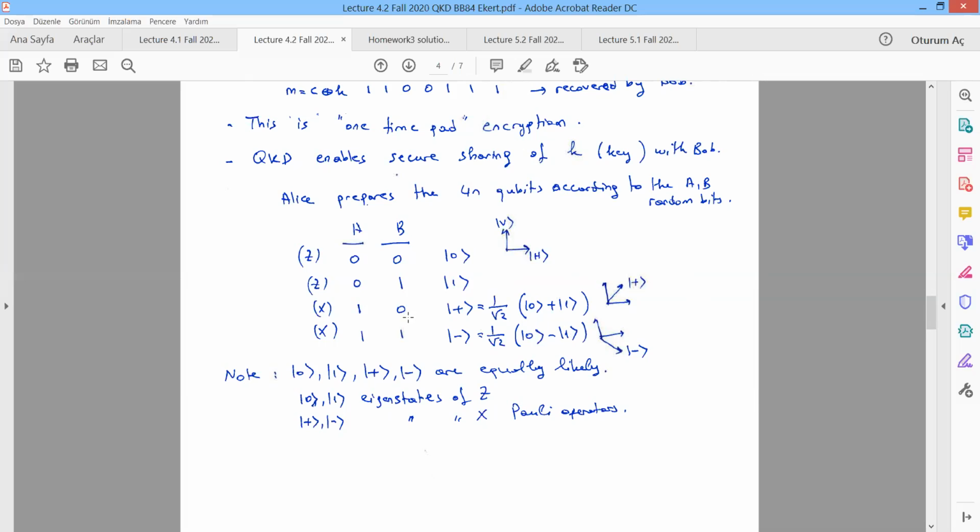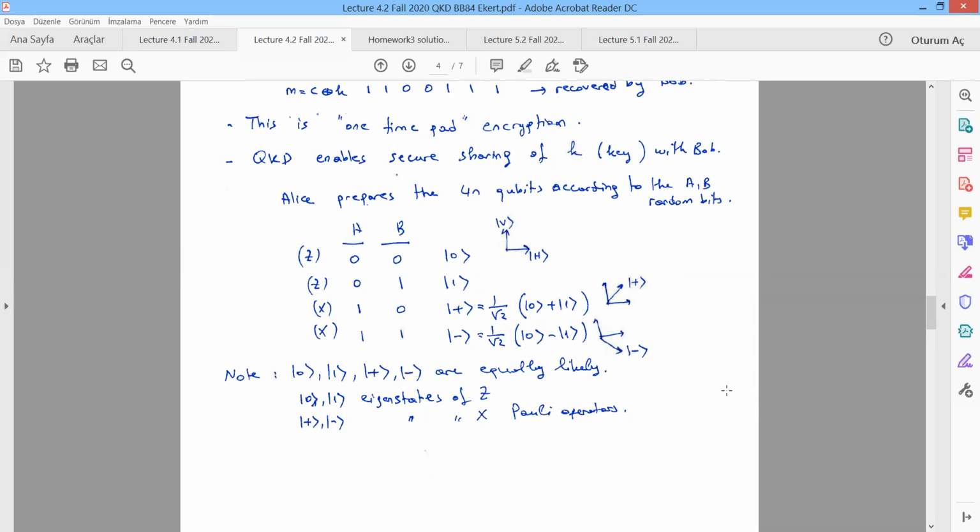If A and B are 1, 0, she encodes the qubit with the cat plus state. And similarly, if A and B are 1, 1, she encodes the qubit in the cat minus state, right? I mean, if you are using photons, these are the directions of polarization of the photon.